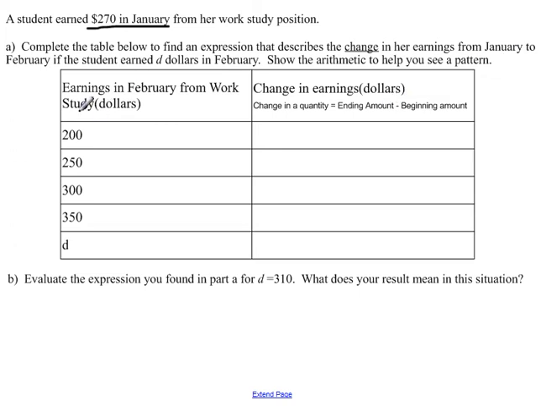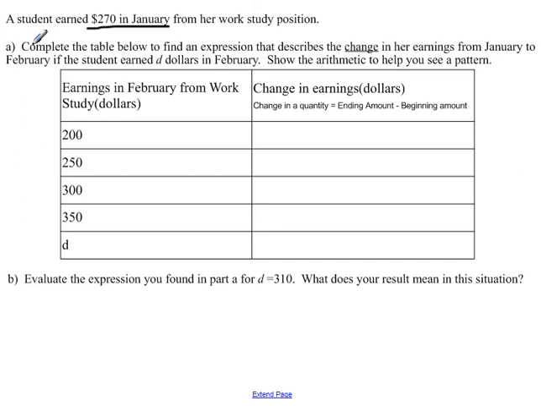So let's see what they're giving us here on the table. Here they're giving us a variety of different possibilities for the amount of money that the student might have earned in February. We know that this amount is in dollars, so $200, $250, $300, $350. We're going to take these specific amounts and see if we can see a pattern so we can generalize this for some D amount of dollars that would have been earned in February. And then we're going to evaluate the expression that we found in part A for D equals 310. What does your result mean in this situation?